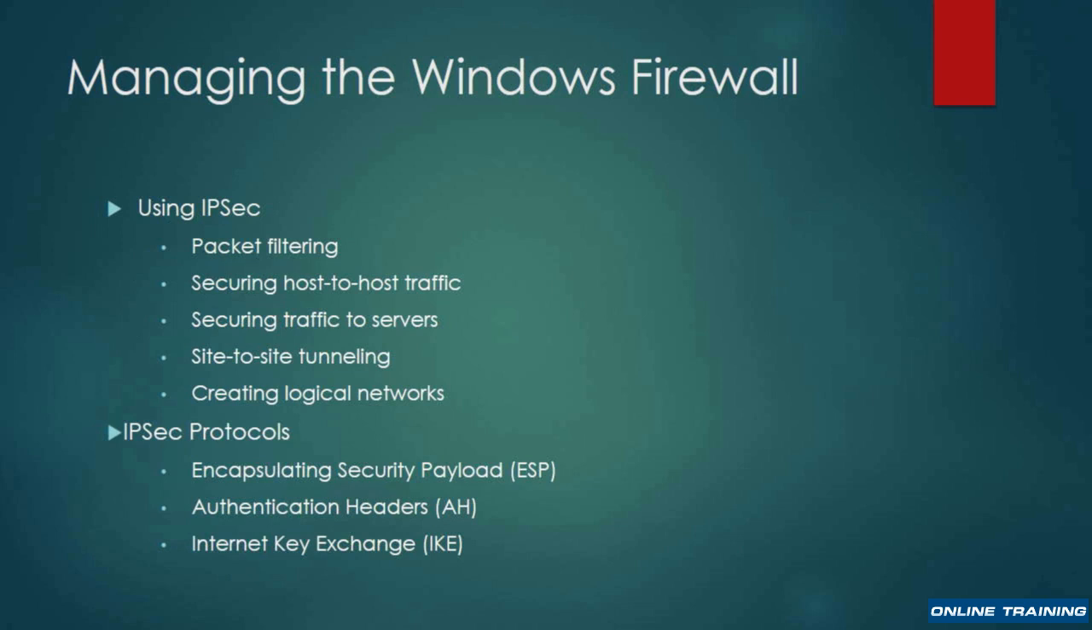IPsec can provide a number of different usage scenarios. It can be used for packet filtering. Basically, you could enable IPsec for certain types of traffic, not enable it for other types of traffic, and then turn on just a general disallow. So if it doesn't match an IPsec rule and you can't have a security association, then you don't communicate. Securing host-to-host traffic, securing traffic to servers, those are typically what it's used for.